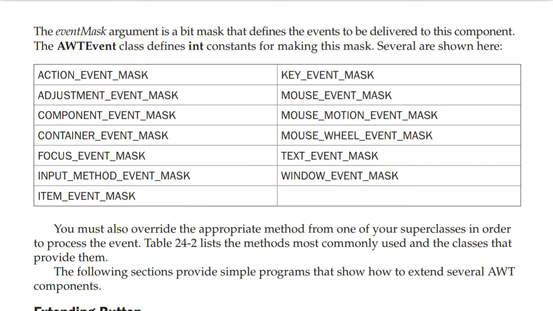You must also override the appropriate method from one of your superclasses in order to process the event. Table 24-2 lists the methods most commonly used and the classes that provide them. The following section provides several programs that show how to extend several AWT components.